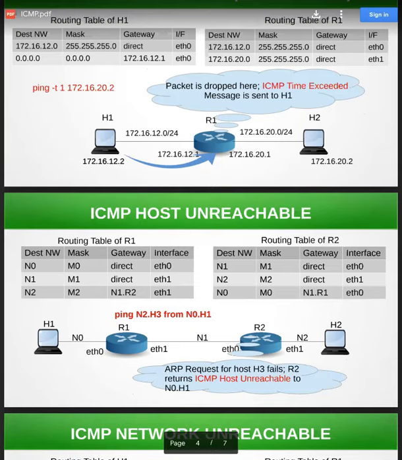So what does it do? It sends an ARP request for the host H3 because it doesn't have the MAC address of H3. And when it sends the ARP request, there is no ARP response, because of which it cannot send the packet to the host. It sends the ARP request multiple times, at the end of which it doesn't get a response.